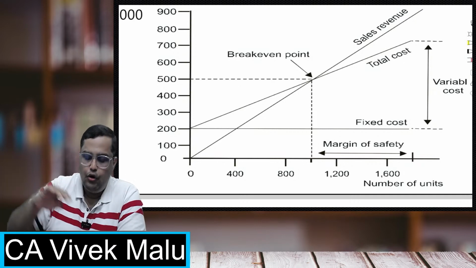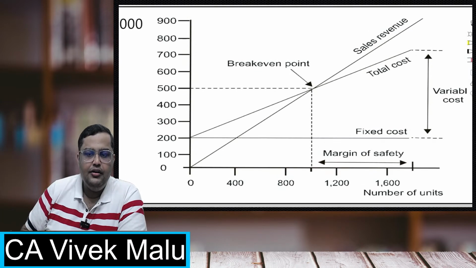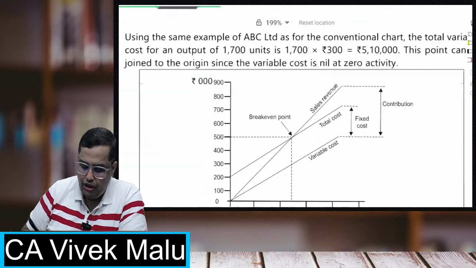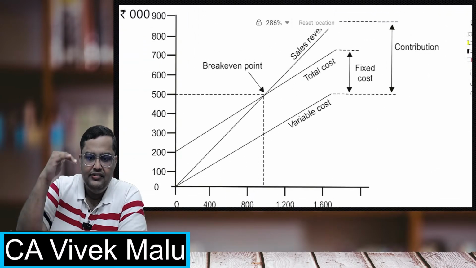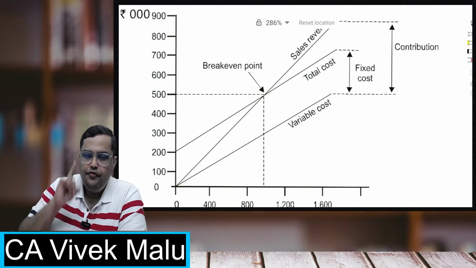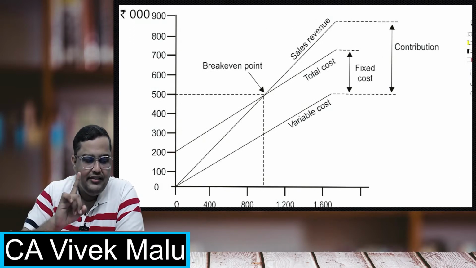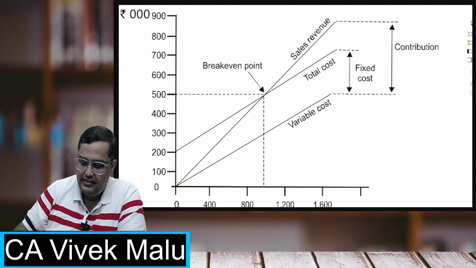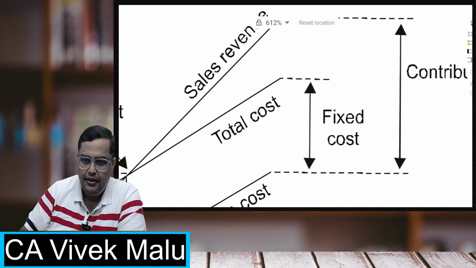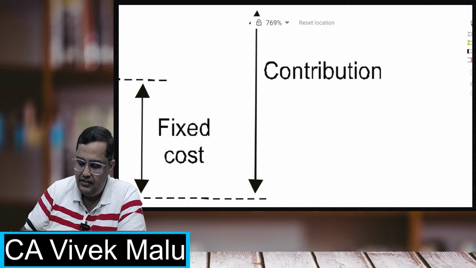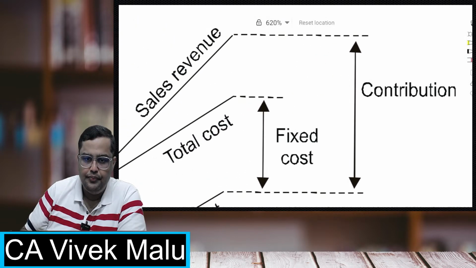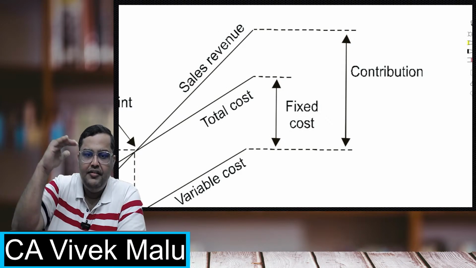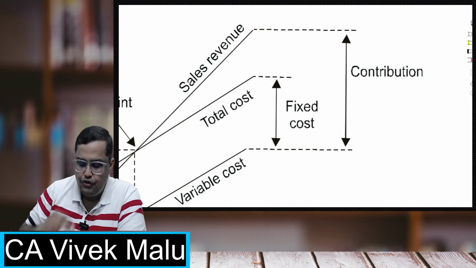Fixed cost is a flat horizontal line. We were making a normal break-even chart with these 3 lines. But when we are making a contribution break-even chart, the three lines are sales, total cost, and the variable cost. Variable cost also starts at zero. Sales also start at zero. See this graph, see the gap. Can you see this? This gap is nothing but the contribution. The gap between the sales and the variable cost gives you the contribution.